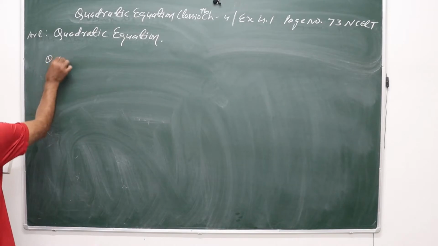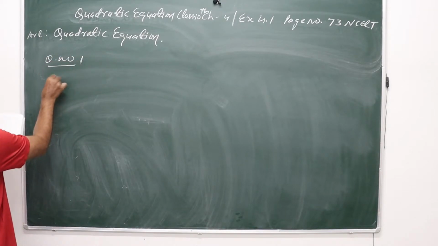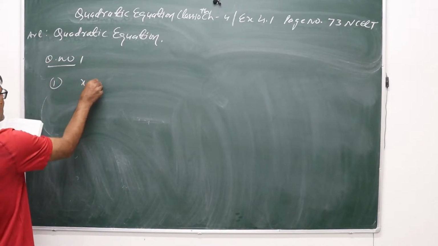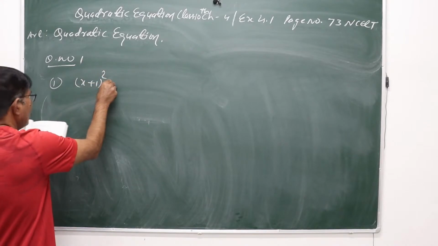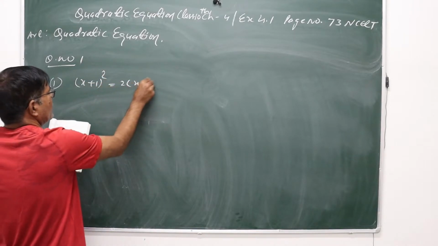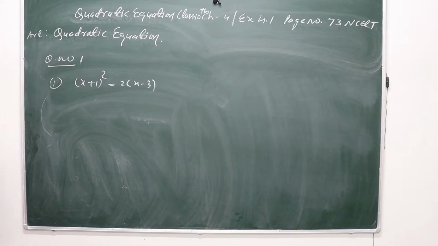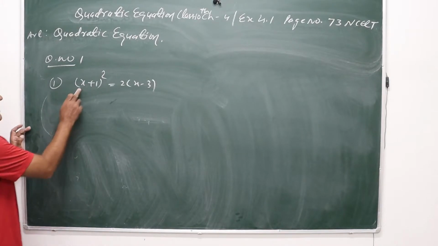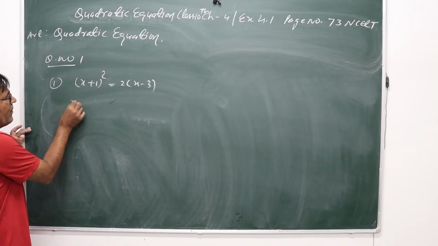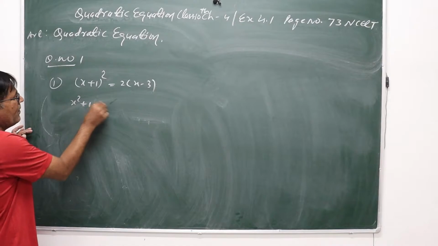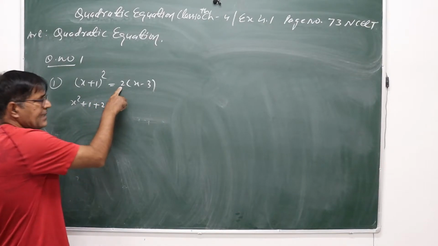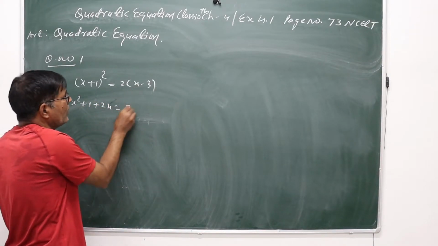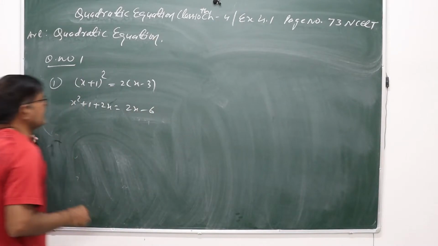Question number first, part one: x plus 1 whole square is equal to 2 into x minus 3. What we have to do? We have to check whether this equation is quadratic or not. So what we will do? On the left hand side, a plus b whole square we will open. So x square plus 1 plus 2x. On the right hand side, 2 will be multiplied inside. So 2 into x, 2x minus 6.